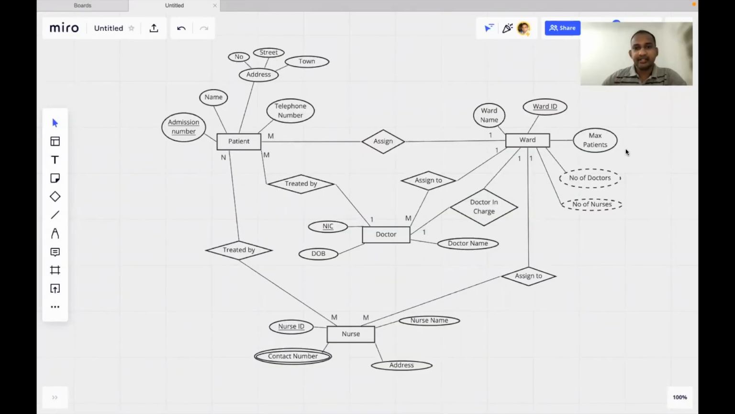And this is the ER diagram for this scenario. And this is the end of tutorial 1.